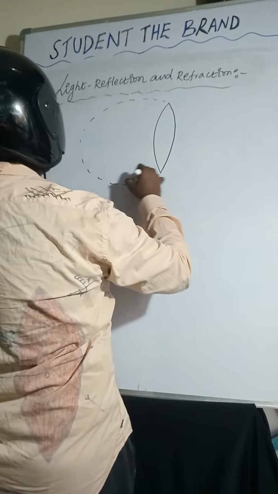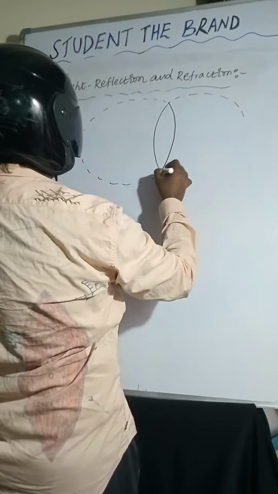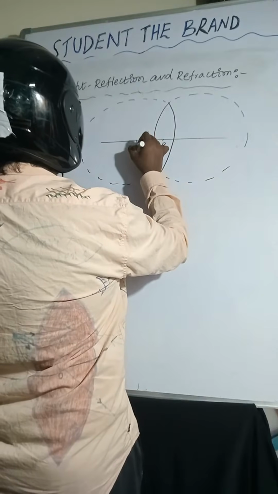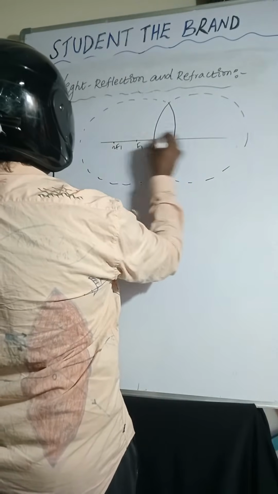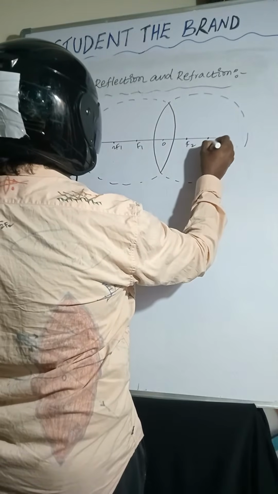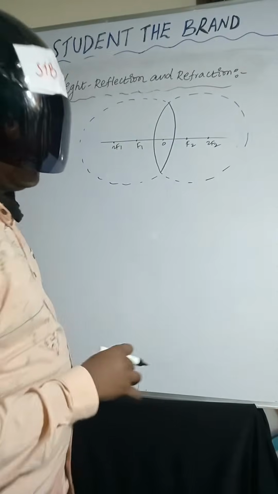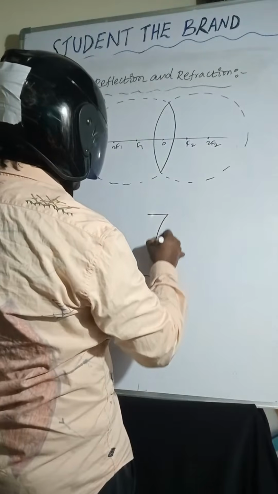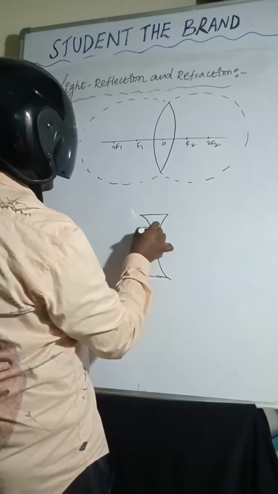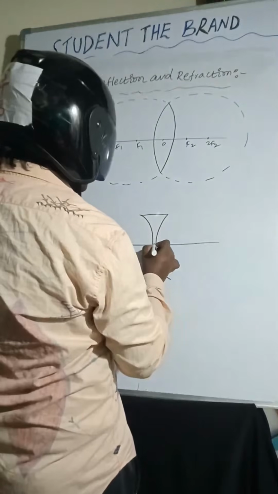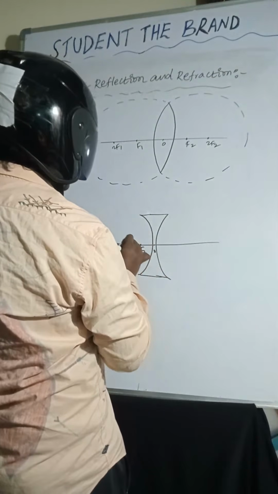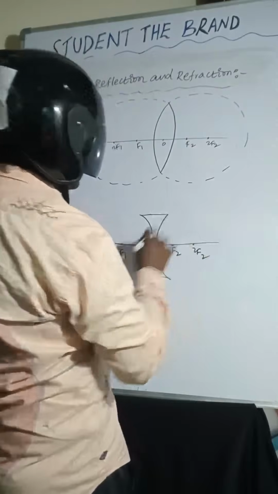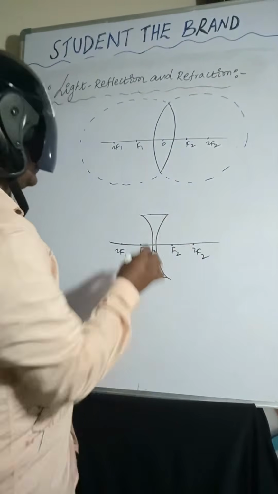Convex lens is also known as converging lens, whereas concave lens is known as diverging lens. Optic center, F1, 2F1, F2, 2F2. So coming to concave lens, optic center, F1, 2F1, F2, 2F2. So convex lens and concave lens.